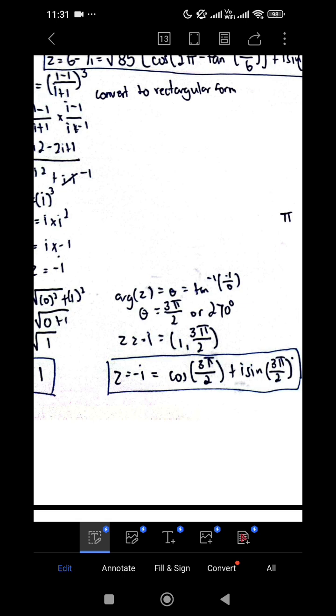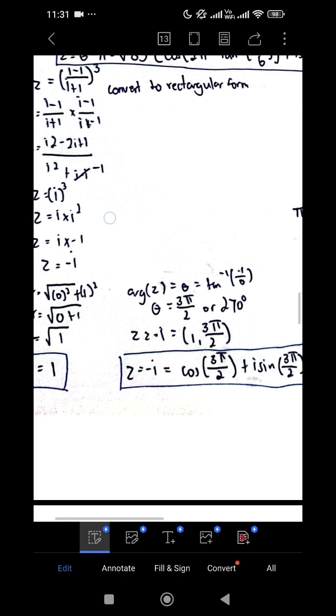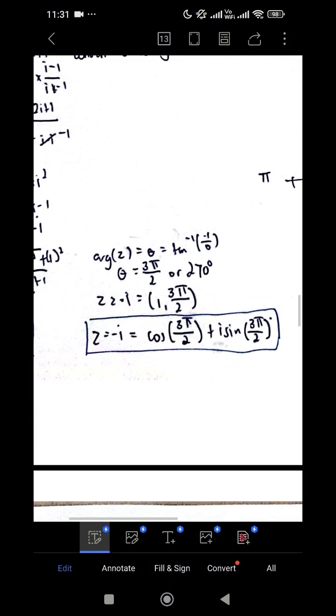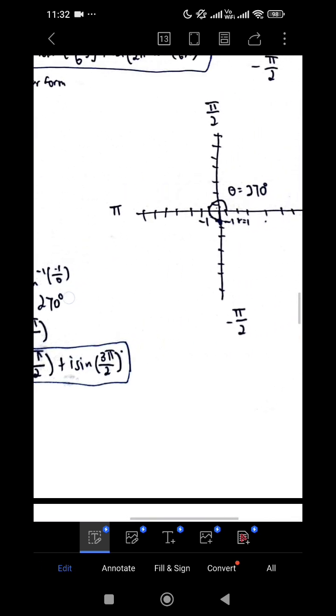Arg z is equal to theta is equal to tangent raised to negative 1 of negative 1 over 0. Then theta is equal to 3 pi over 2, or simply 270 degrees. And here z is equal to negative i is equal to 3 pi over 2. Then the final answer on letter F is z is equal to negative i equal to cosine 3 pi over 2 plus i sine 3 pi over 2. This is the graph again.